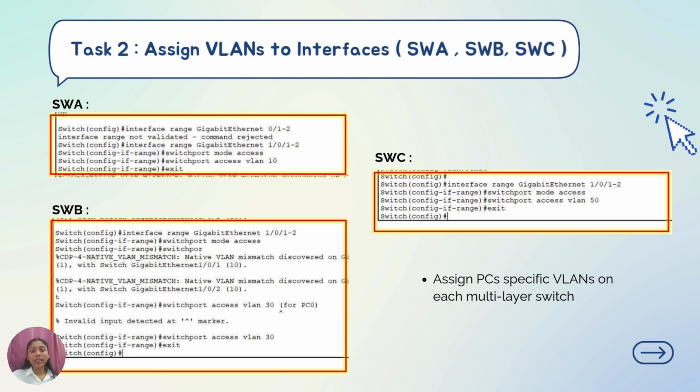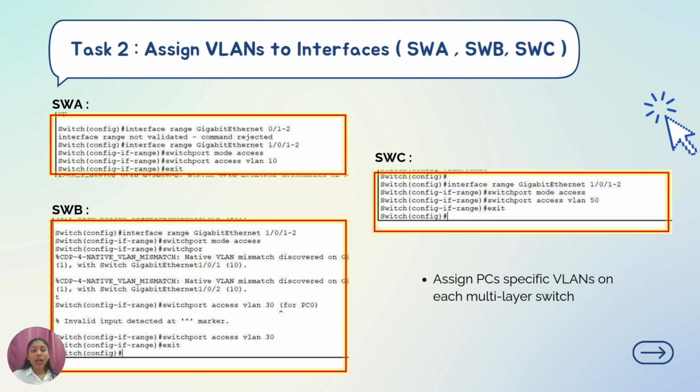Okay, the next is Task 2, assign VLANs to interfaces on SWA, SWB and SWC. Those images demonstrate the process of assigning specific VLANs to interfaces on the 3 multi-layer switches, which are SWA, SWB and SWC. Each switch configuration involves setting up an interface range to place designated ports into access mode and assigning them to a particular VLAN.